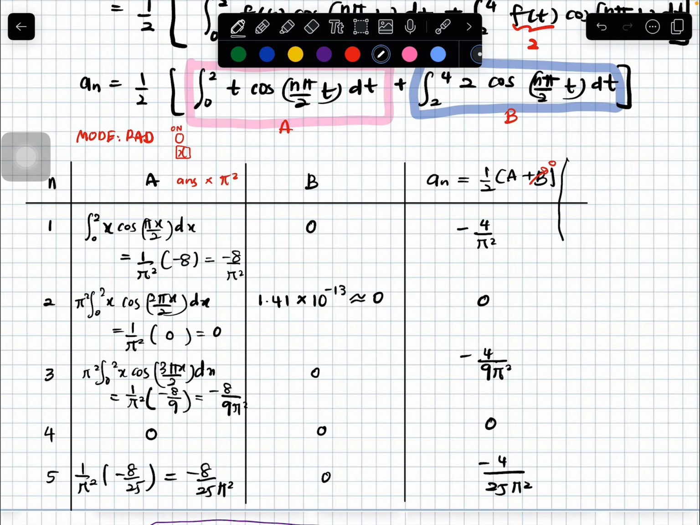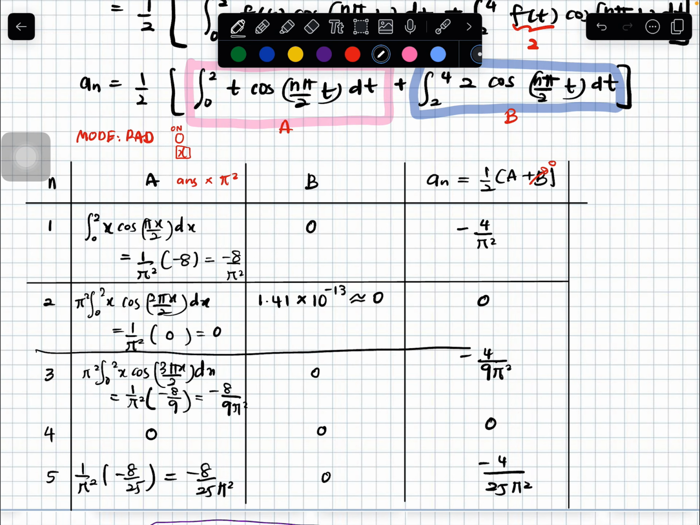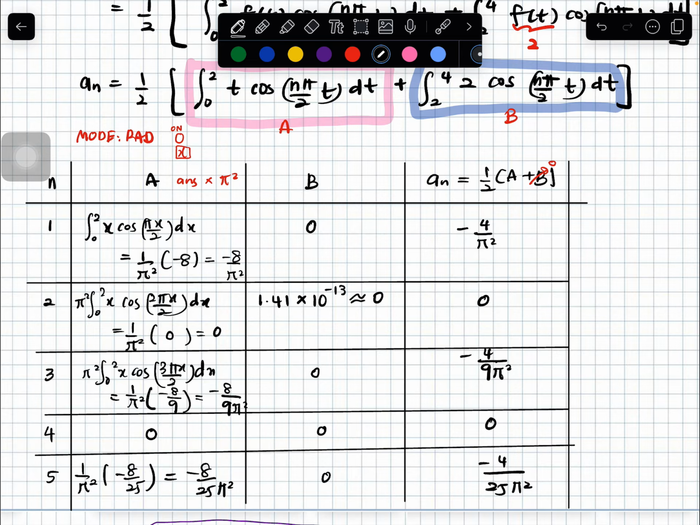After you find your AN, you need to see the pattern, right? So let's draw a separator here so we get a clear view of what happened for each N. Now we will focus on this column AN. That is what we want. It is obvious that we have some zeros here, and 0 represents N equal to 2 and 4. So you can conclude that AN equal to 0 if N is even, right?